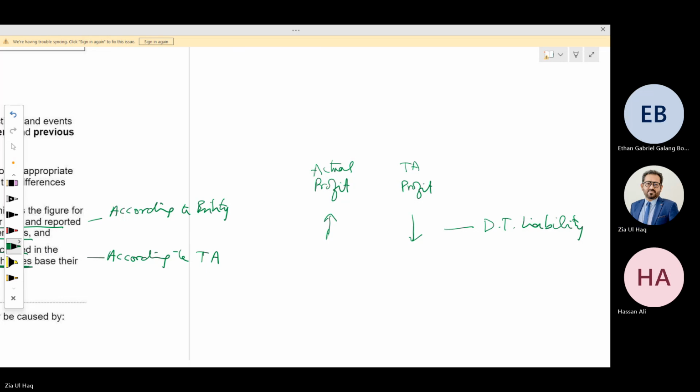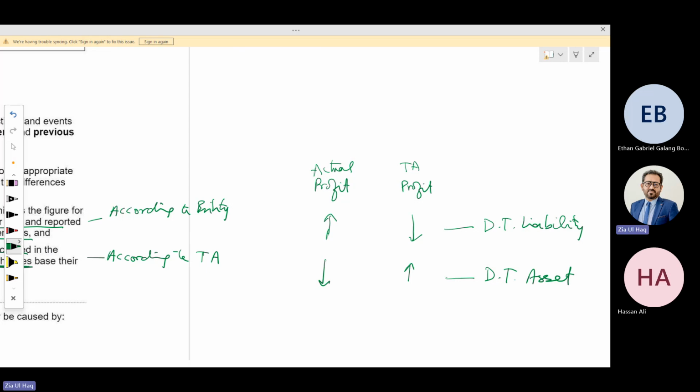Can you understand this? If our actual profit is lesser while taxable profit is more. Actual profit is lesser, taxable profit is more. In that case, we will create a deferred tax asset. Just to remember this, further we will discuss logically later.